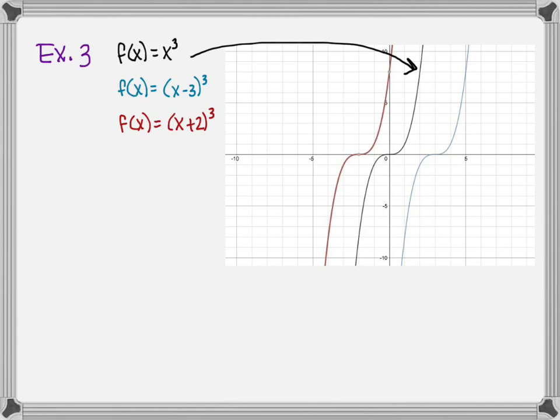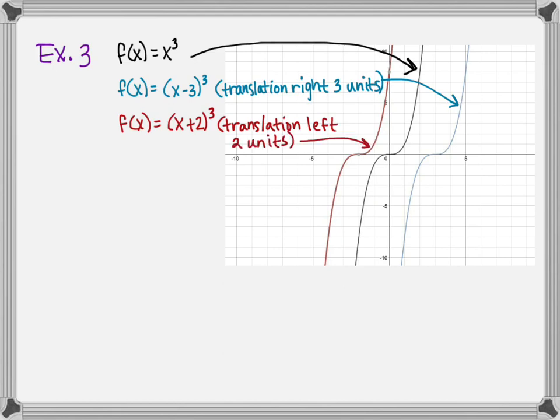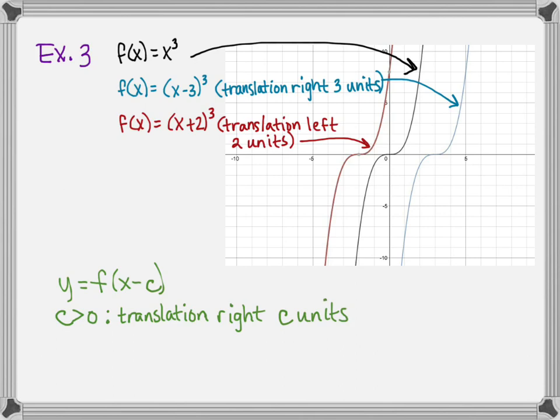f of x equals x minus 3 quantity cubed is a translation right 3 units, and we see that here in blue. F of x equals x plus 2 quantity cubed is a translation left 2 units, and we see that here in red. And in general, if we have y equals f of x minus c, all in parentheses, if c is positive or greater than 0, we are translating right c units. Remember, c is following a minus. If c is less than 0, we are translating left c units.